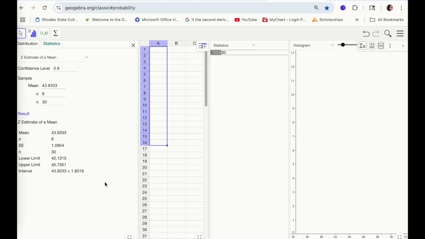Okay, so now that we're in GeoGebra, enter your values from the question, and then we can use that to calculate our sample mean and our sample standard deviation. So pause the video for a moment and enter your data.